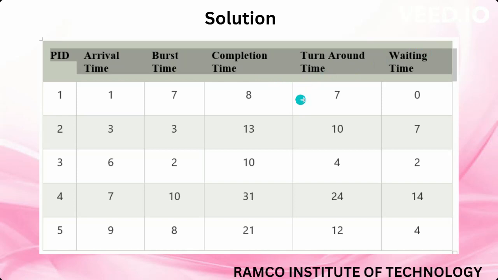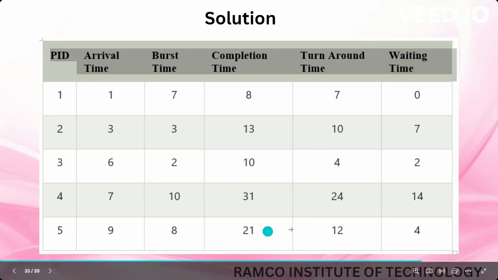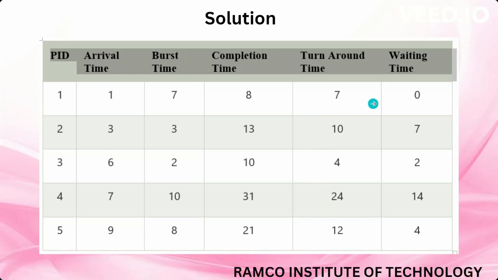So the turnaround time of P1 is 7, 8 minus 1, 7. Then the turnaround time of P2 is 10, 13 minus 3, 10. Then the turnaround time of P3 is 4, 10 minus 6, 4. Then the turnaround time of P4 is 24, 31 minus 7, 24. Then the turnaround time of P5 is 12, 21 minus 9, 12. So these are the turnaround times of each process. The next is waiting time.